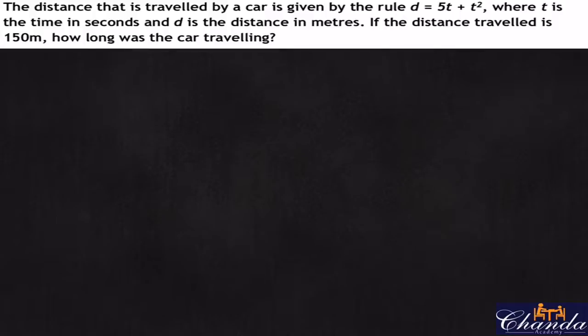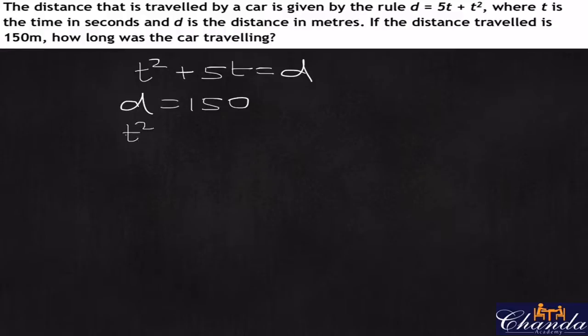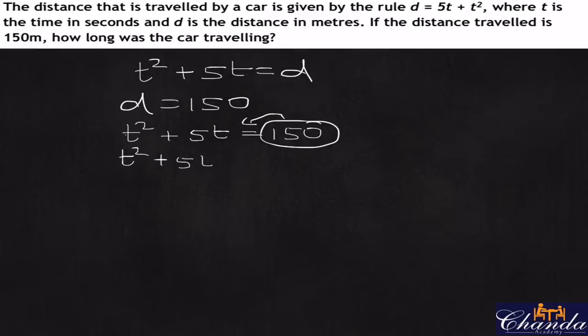Okay, so we have t squared plus 5t is equal to d. Now d has been given to us as 150, so we have t squared plus 5t is equal to 150. Then, if we have to solve it, we need to take this over to the other side. So we have t squared plus 5t minus 150 equals 0. Now we need to come up with factor combinations that give us 150 and also add to give us a positive 5 in the middle.